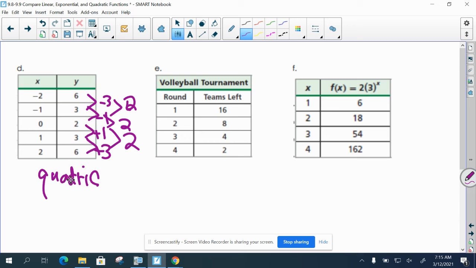Oh, I definitely spelled that wrong. Quadratic. Okay. This one you're dividing by 2 and multiplying by 1/2 each time. So that one is exponential. And obviously this one's exponential because it gives you the equation up there. Okay.